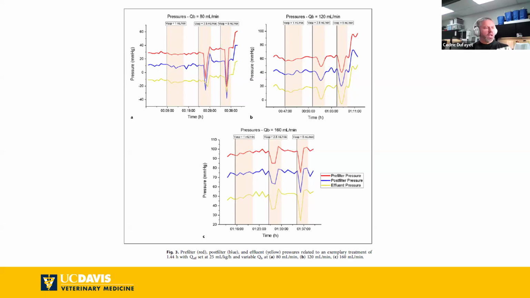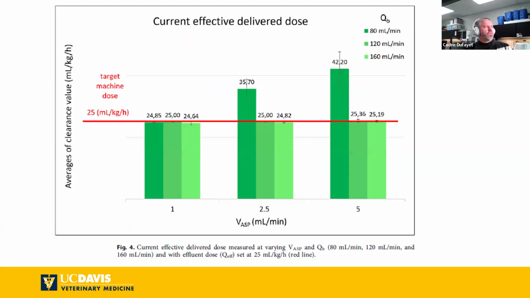So the conclusion of the article was that, if we're looking at the effective delivered dose compared to the target machine dose, if you were using an aspiration velocity of 1 ml per minute, you were pretty much on par, whatever your blood flow. But you could actually overestimate the delivered dose if you were using higher aspiration velocity. And that effect would be even more pronounced at slower blood flows.